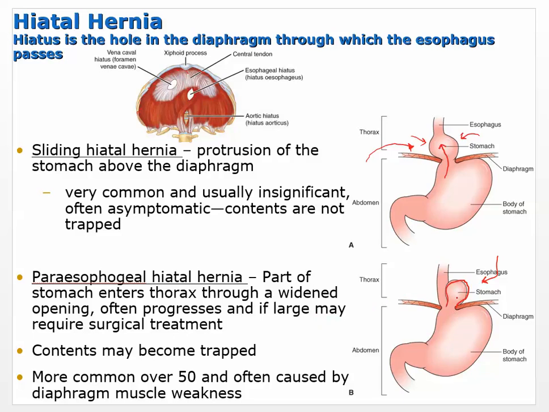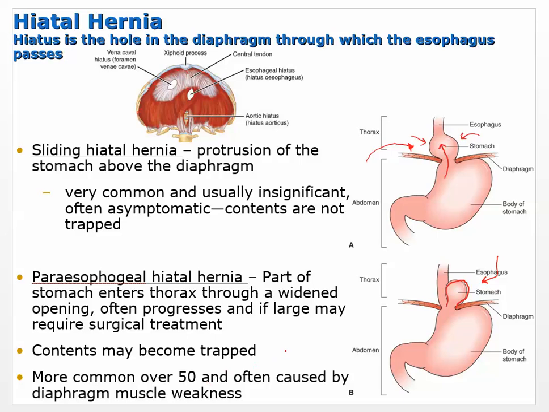Now, the real problem with this, or I mean, the fact that it's there is kind of a problem, but contents can get trapped. Things can get trapped in there and just kind of ferment. I think of bacterial growth or something like that. And that can lead to a bad situation. So contents may become trapped.